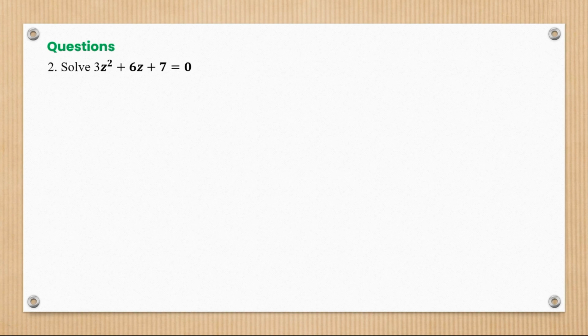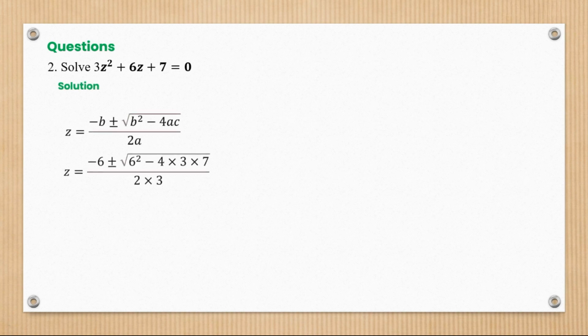Alright, let's look at another question. We're being asked to solve 3z squared plus 6z plus 7 is equal to 0. So we're going to use the quadratic formula. We're going to substitute in the values the same way as we did before. So we end up having that.